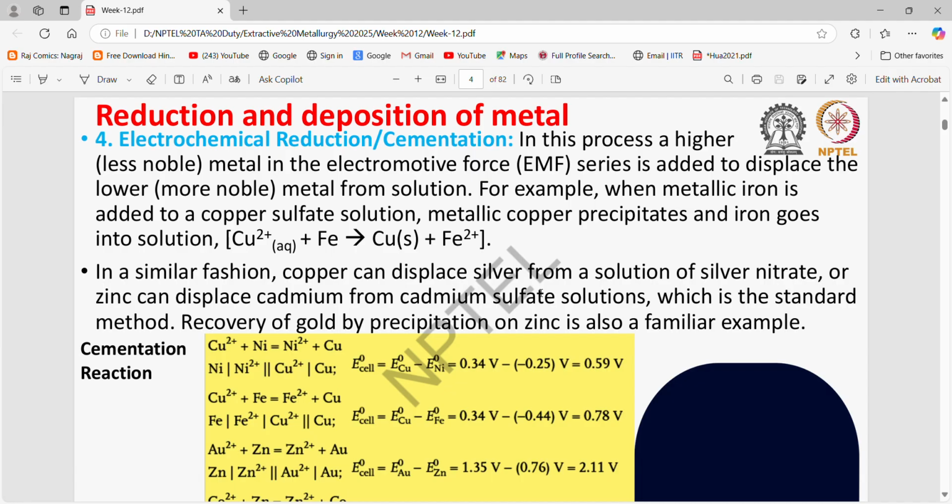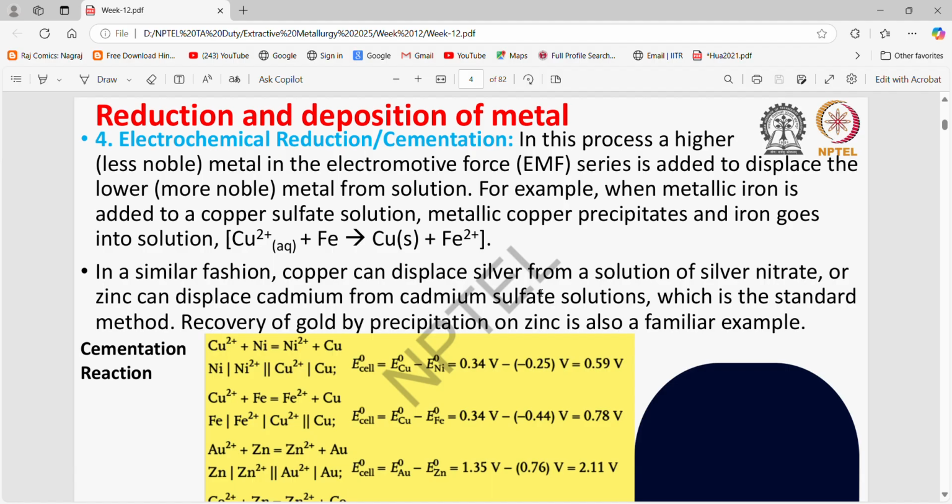So now we will talk about reduction and deposition of metal via electrochemical reduction or cementation process. So cementation process, we can say it is like a displacement type of reaction inside any liquid solution. In this process, a higher or less noble metal in the electromotive force series is added to displace the lower metal from solution. Whenever we are talking about any solution, it has a capacity. Any solution cannot dissolve metal beyond its capacity. It is generally carrying some ionic charge inside that particular metal solution.